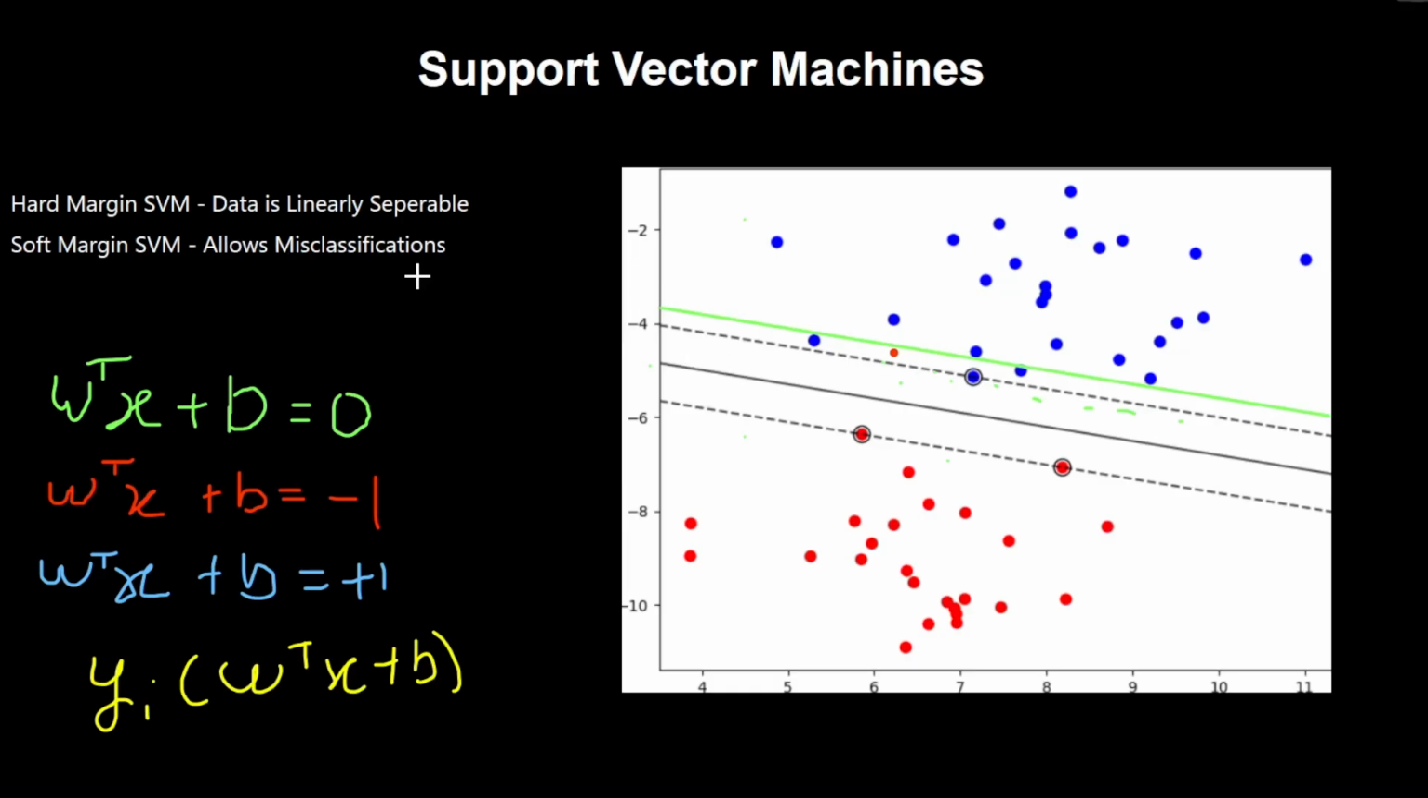If we don't allow any misclassification, that is when the data is completely linearly separable. That is, we can separate them with just a single line, in the case of 2D. In that case, we use hard margin SVM. If we have outlier data and we need to accommodate those, we need to use soft margin SVM.